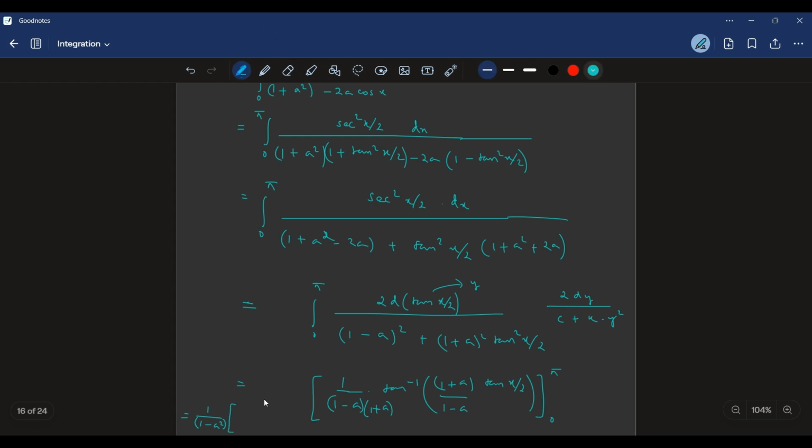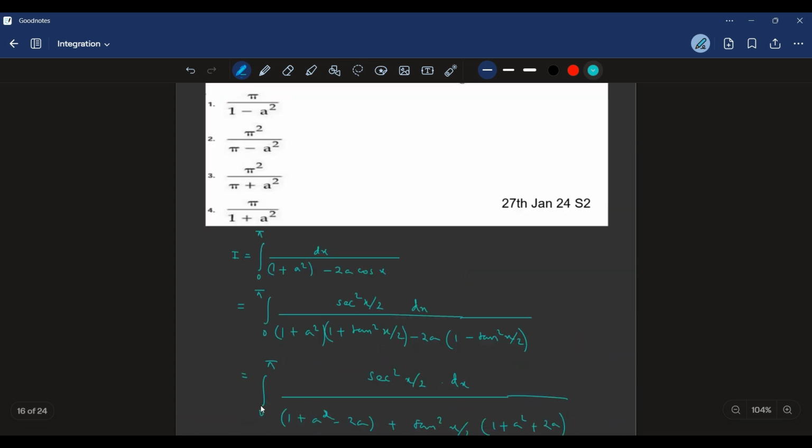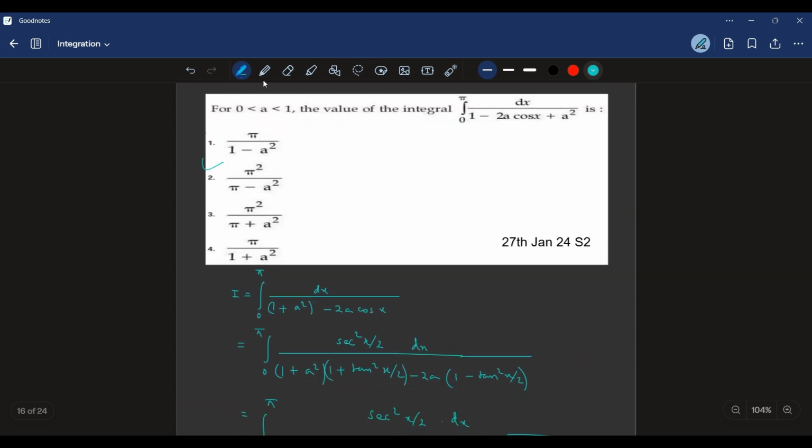So tan inverse of infinity is basically pi by 2, so I'm writing pi by 2 over here. Okay, and tan of 0 is again 0, so tan inverse of 0 is also 0. And we have not considered this 2 over here, this 2 was also there, so this 2 and this 2 are going to cancel out. So our answer is basically pi by 1 minus a square, the first option, as you can see over here. The first option is this one.